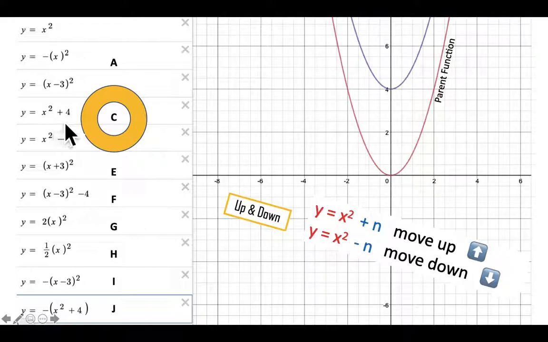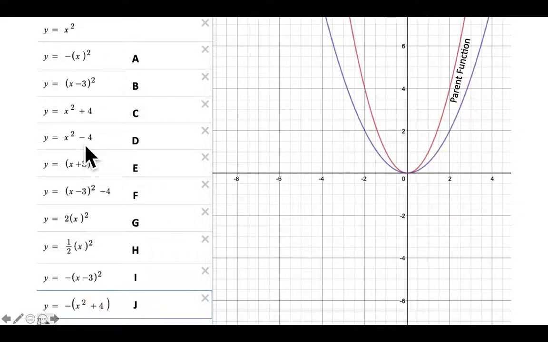It makes it very different from one like this one down here or this one up here. When it's inside the function, it behaves much differently. This kind of a pattern means it moves side to side. This kind of a pattern means it moves up or down.